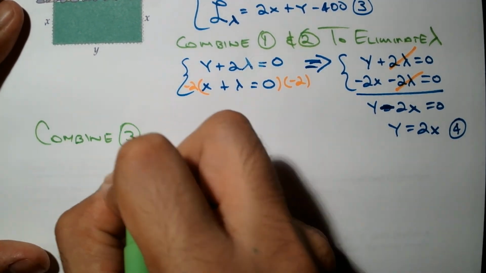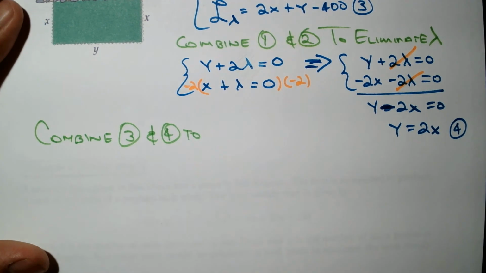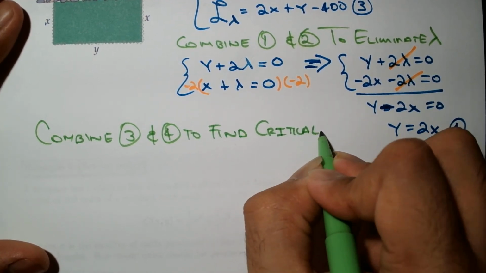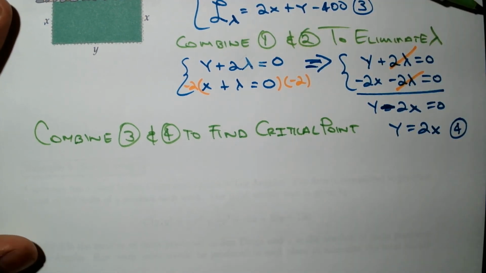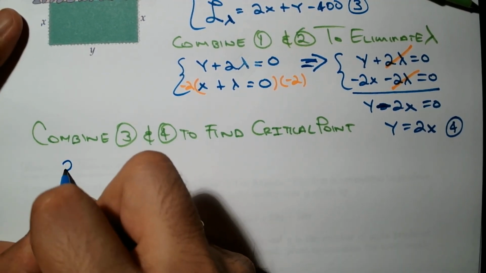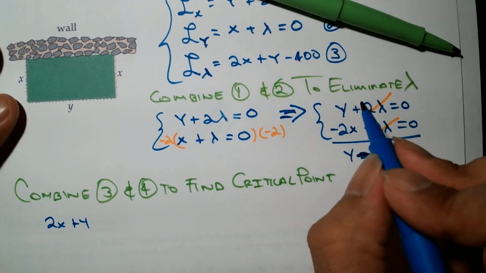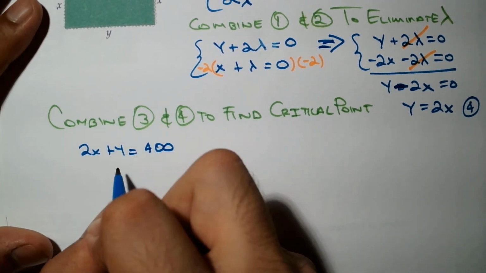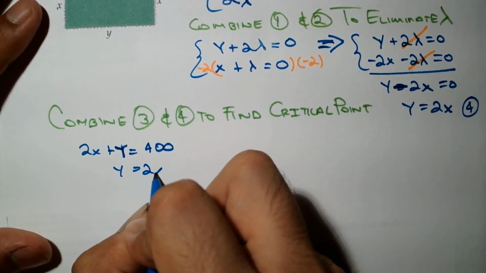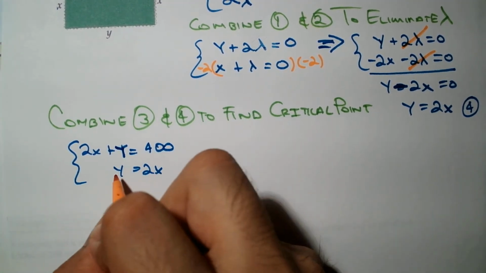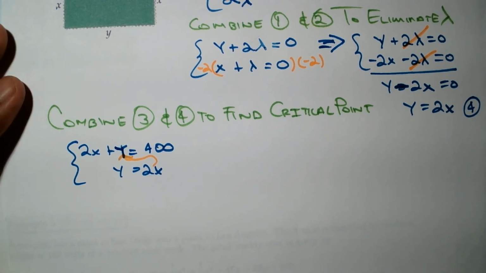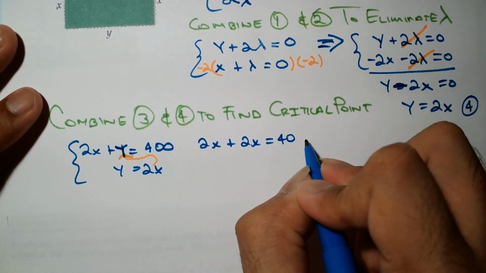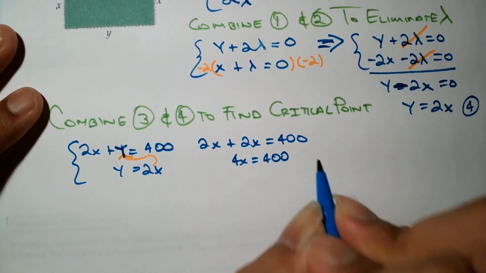So now we combine 3 and 4 to find the critical point. So this is what we do. 2x plus y equals 400, and y equals 2x. And here I will easily do substitution. I'm going to plug in this 2x for y to get 2x plus 2x equals 400, which is 4x equals 400, and dividing both sides by 4, we get x equals 100.